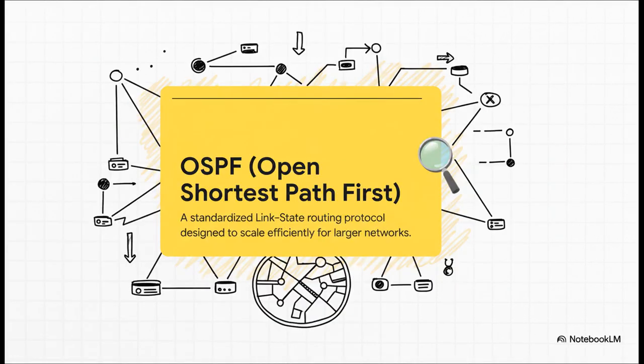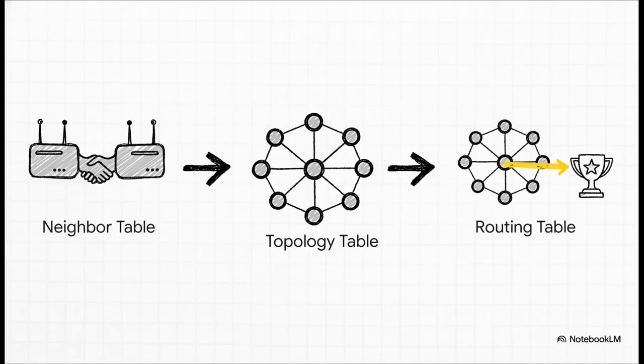So here it is, our solution, OSPF, which stands for Open Shortest Path First. Now, the magic words here are link state. See, unlike other protocols that basically just rely on gossip from their neighbors, a link state protocol makes sure every single router has an identical, super comprehensive map, what we call a topology, of the entire network. No guesswork.